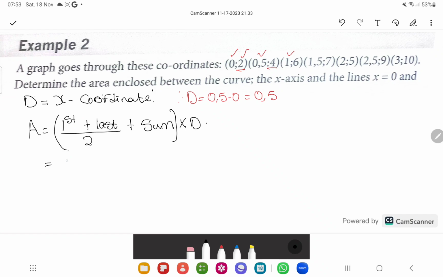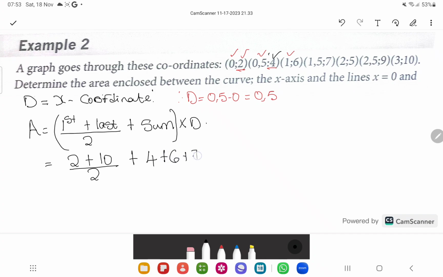What is the first one? The first one is 2. What is the last one? Plus 10. Then we divide it by 2 plus the sum. So when we add the sum, that will be 4, that will be 4, that will be plus 6.